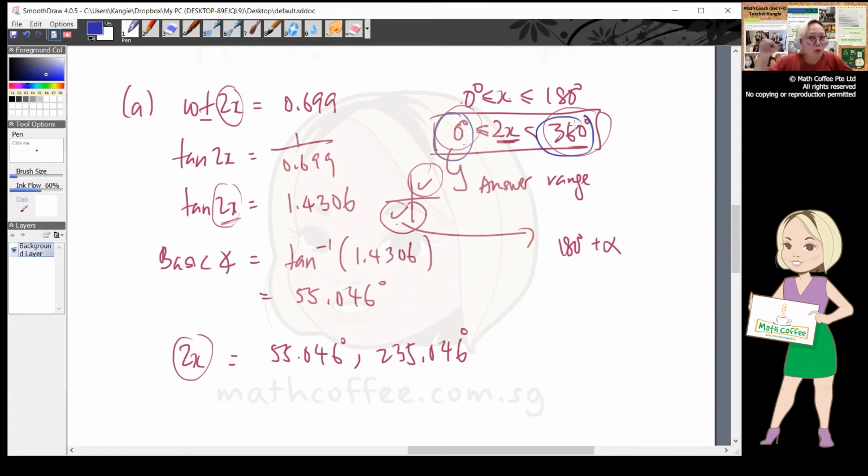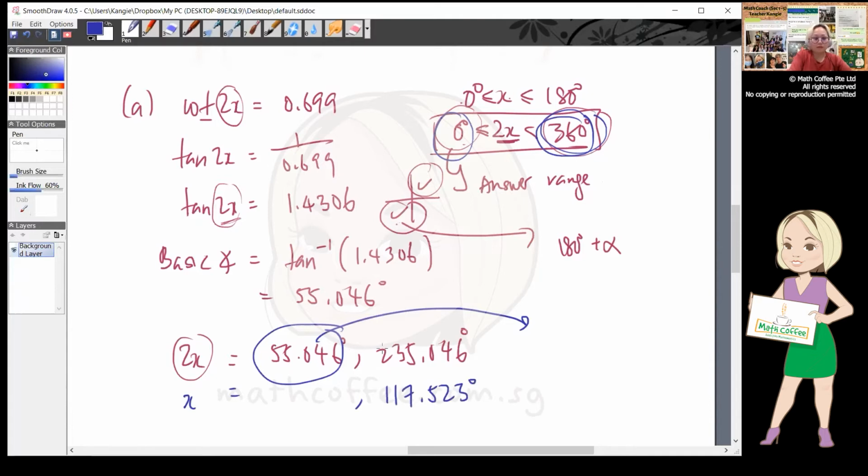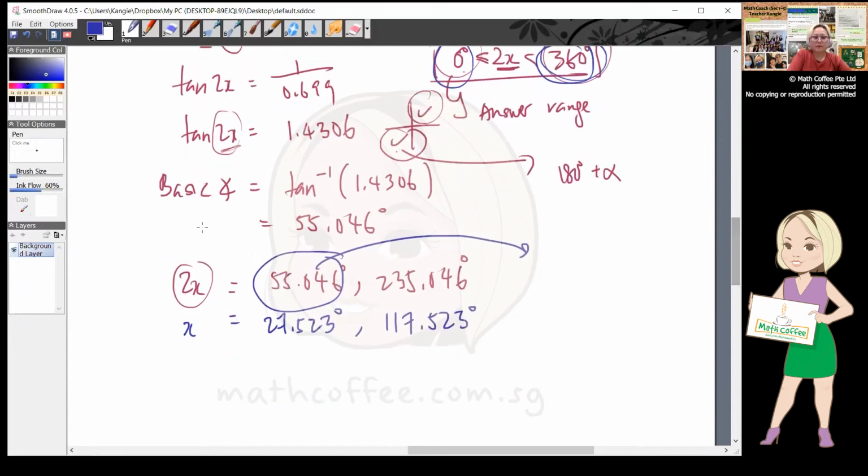Let's check whether we need to go one more round. This one, if I go plus 360 degrees, it will be out of my range. Agree or not? If it's out of my range, I don't bother to plus it. So I don't need to, and straight away I'll just find my original x, which is the answer divided by 2. So this one divided by 2 will give me 117.523 degrees. So it will be 27.523 degrees. Okay, so round off to 1 dp, 27.5 degrees and 117.5 degrees.